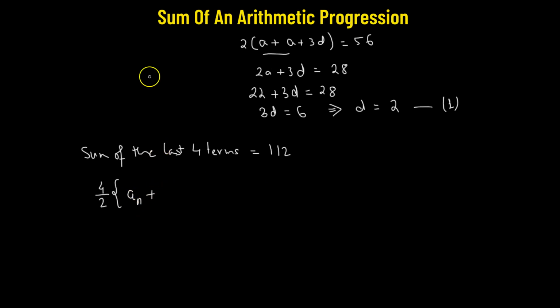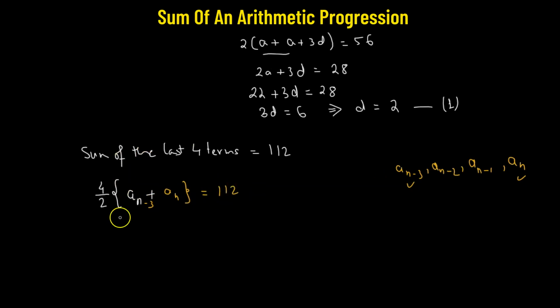then we have to go 3 terms previous to it. So let's say this is our last term represented by an. The term preceding an is an minus 1, followed by an minus 2, and the term previous to that is an minus 3. So we will consider an as the last term and an minus 3 as the first term. So here we have an minus 3 plus an, and this is given as equal to 112.